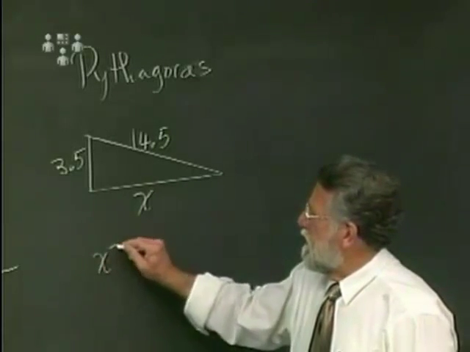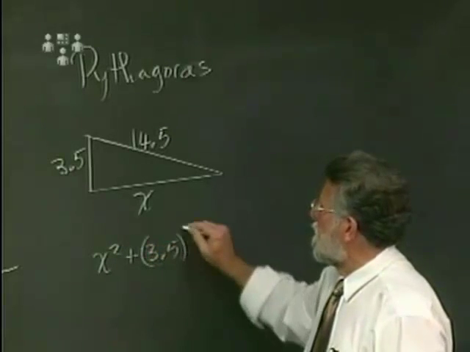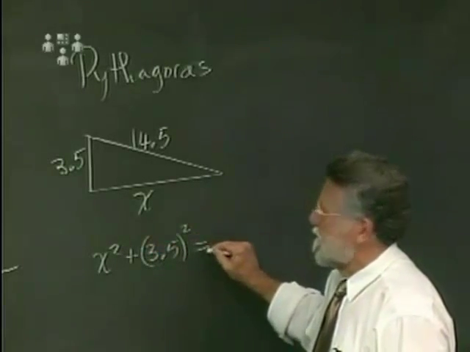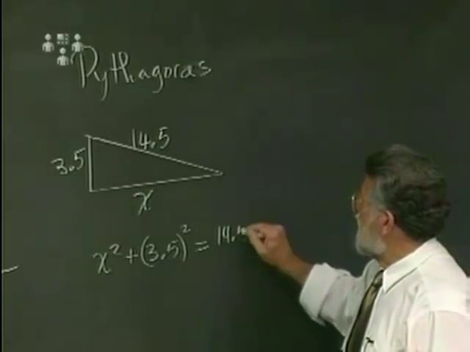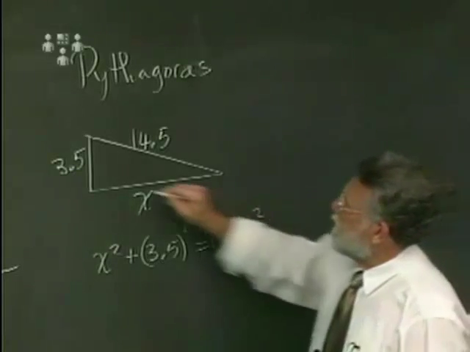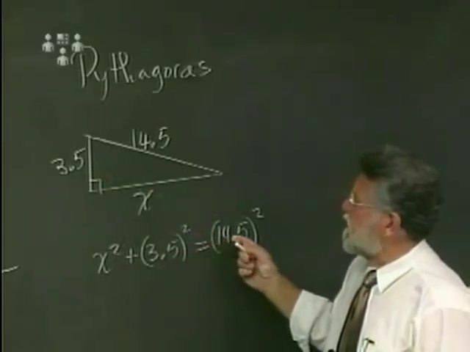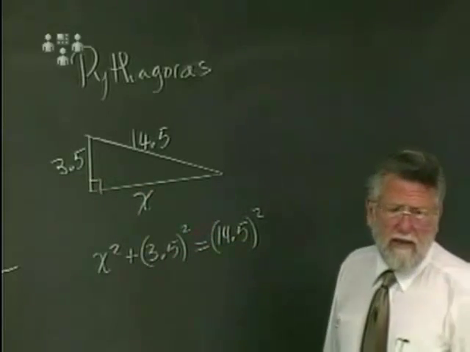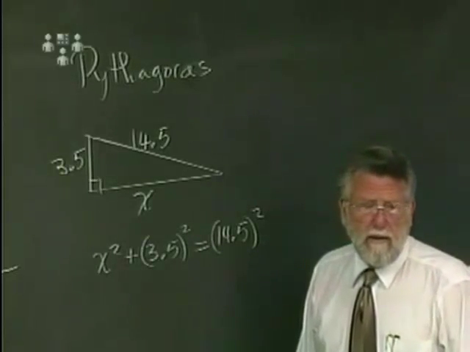But we know from the Pythagorean theorem that x squared plus 3.5 squared must equal what? 14.5 squared, agreed? Because this is a right triangle, and the square of each side added together must be the square of the diagonal. Did we get it set up correctly? A squared plus b squared equals c squared.